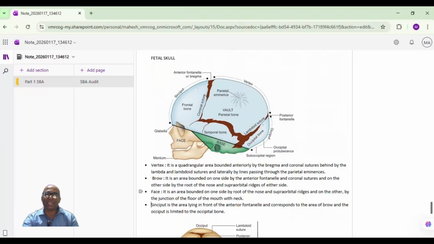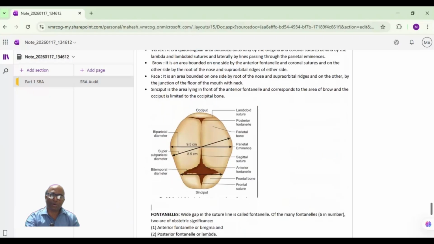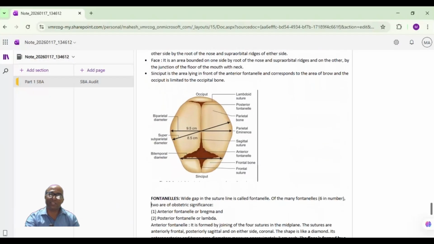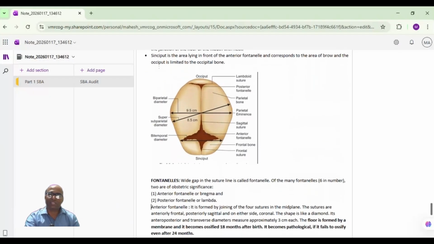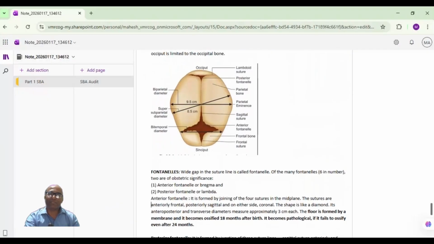The face is an area which is bounded on one side by the root of the nose and the supraorbital ridges, and on the other side by the junction of the floor of the mouth with the neck. So from here onwards, the face will start. Then sinciput is the area lying in front of the anterior fontanelle and corresponds to the area of the brow, and occiput is limited by the occipital bone. These areas we have studied, but these questions and the diameters they ask you in the examination.